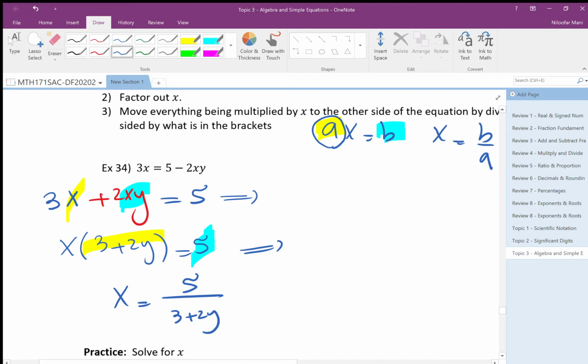If you want your answer to be mathematically correct, you have to say 3 plus 2y shouldn't be 0, because it's in the denominator, and a denominator cannot be 0, otherwise it's undefined. But I don't reduce any marks if you don't include that. That doesn't matter. We assume all the denominators are not 0. We accept that. How about the next?